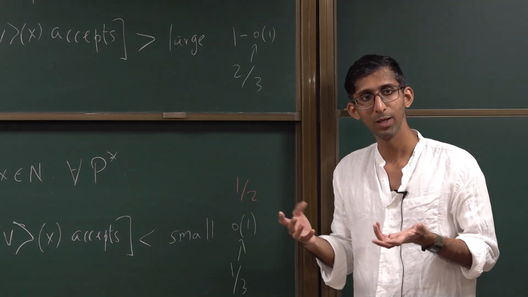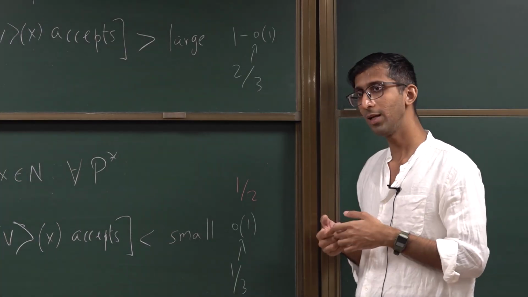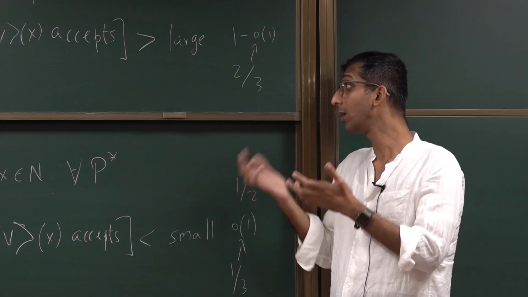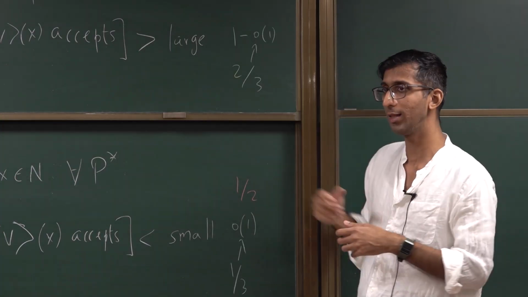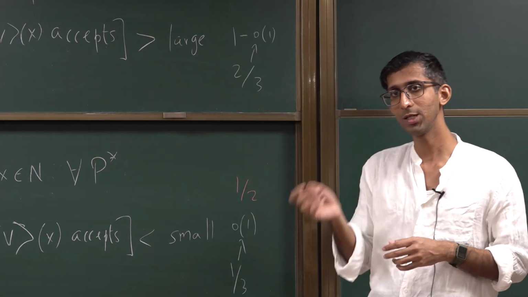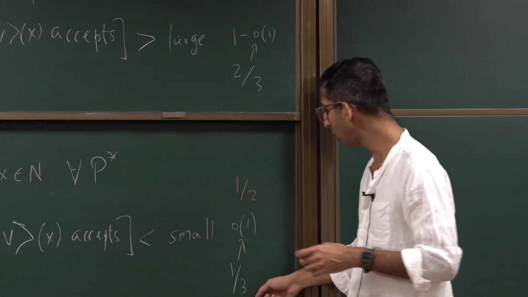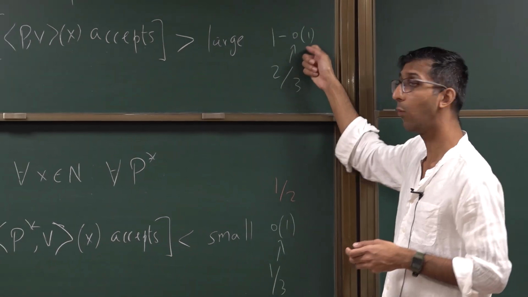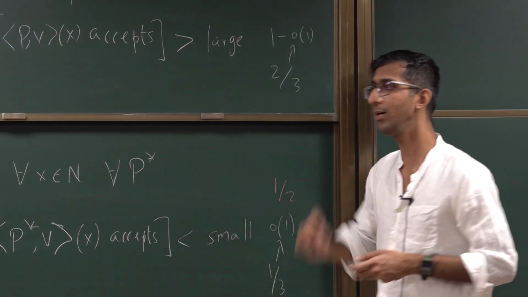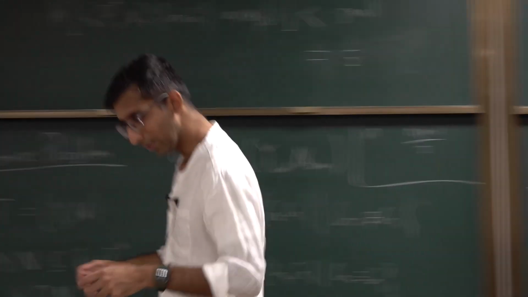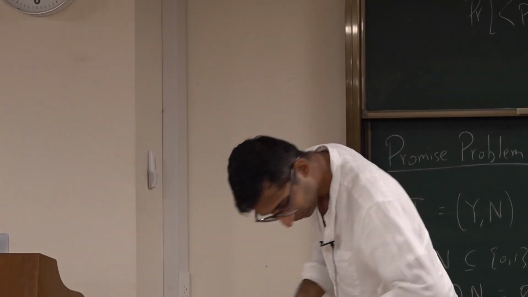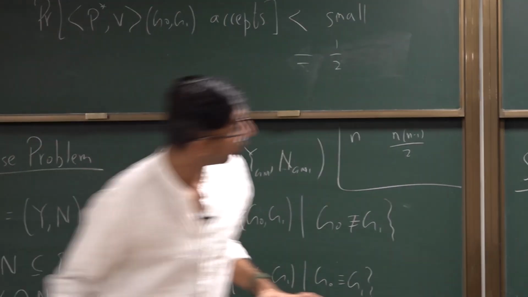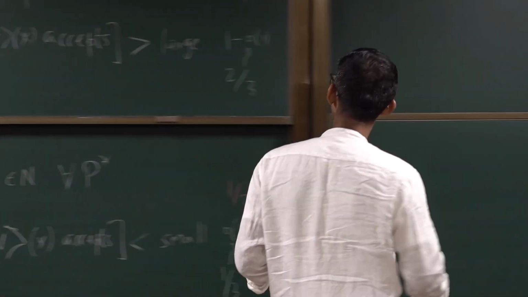So all you have to do is repeat it many times and check whether a majority of the executions are accepting. And that will actually give you something even stronger than this. You will get some kind of exponential improvement. So you can go from here to something that's exponentially small in t, and you can go from here to something that is 1 minus exponentially small in t. So you can in fact get something that is not just little o of 1.